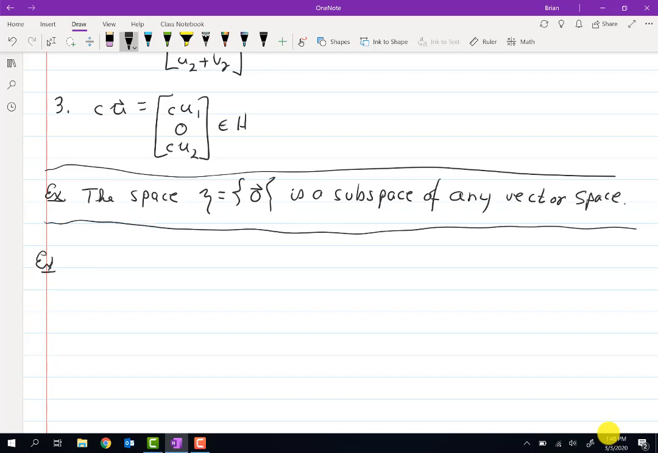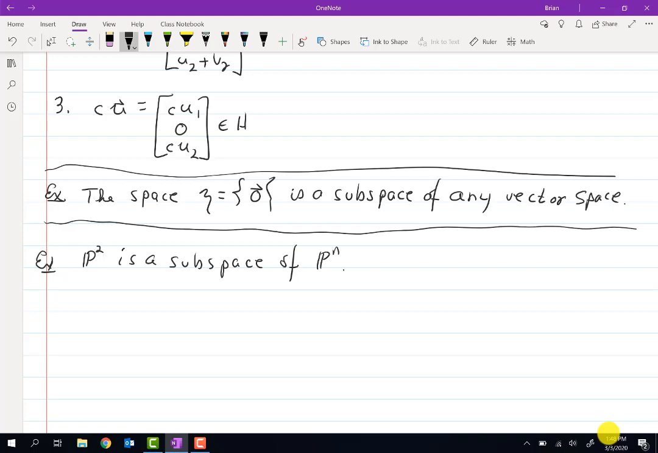Another example will prove that P squared is a subspace of P to the n. If you recall, P to the n are all the polynomials whose degree is less than or equal to n. So P squared are all the polynomials whose degree is at most 2.